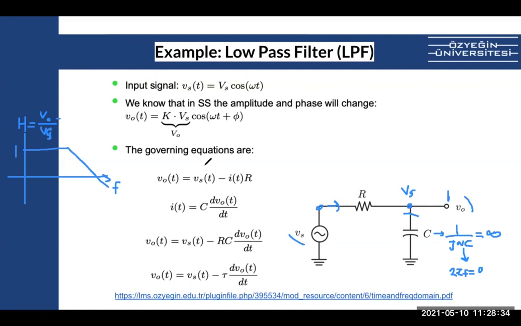But then when we start to increase the frequency, the impedance of the cap starts to drop. If omega is infinite, very high, what would be the cap impedance? 0. This time it is shorted to the ground, so this voltage is 0. So output divided by input is 0. Maybe I should have drawn it like this. Anyway, the point is the low frequencies pass, high frequencies don't. That's why it's called a low pass filter.